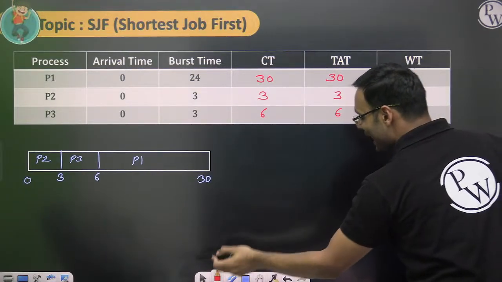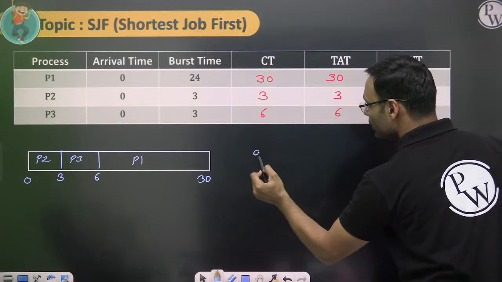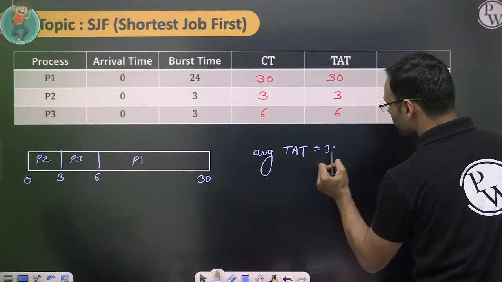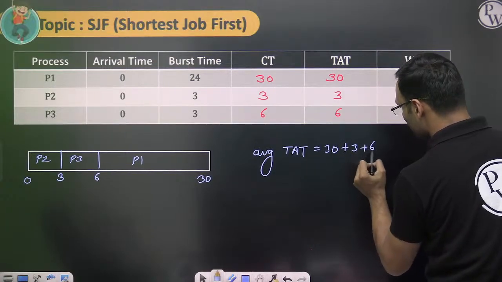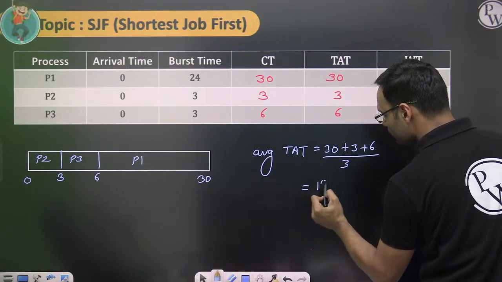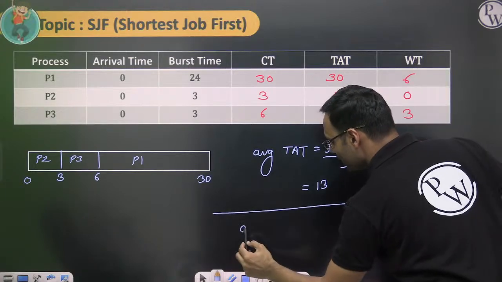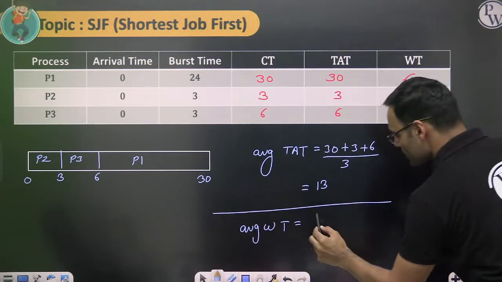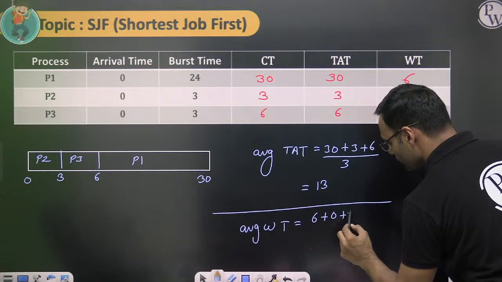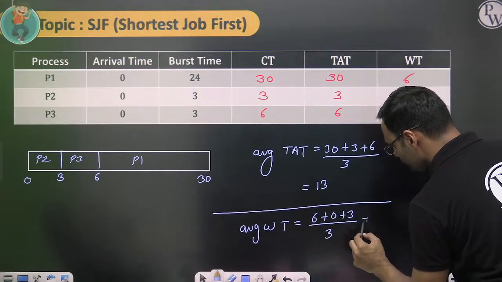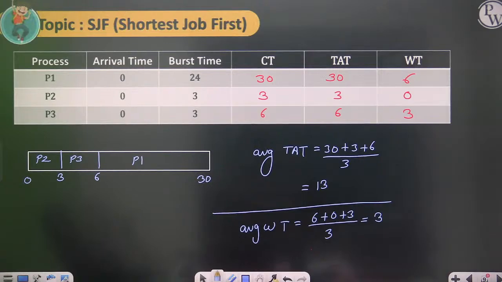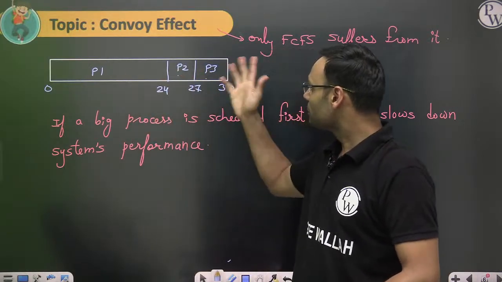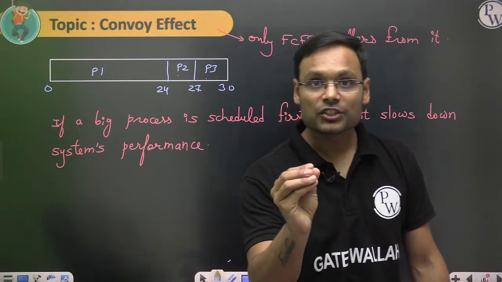You calculate the average here. I want the average turnaround time. 30 plus 3 plus 6 divided by 3. 13. And what is the average waiting time? 6 plus 0 plus 3 divided by 3. 3.